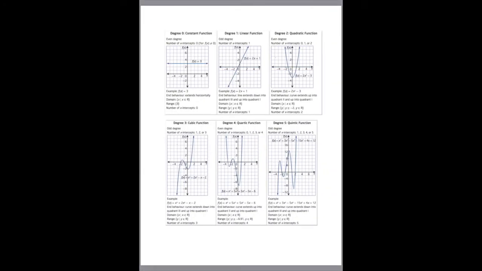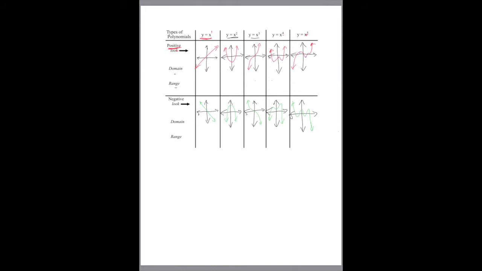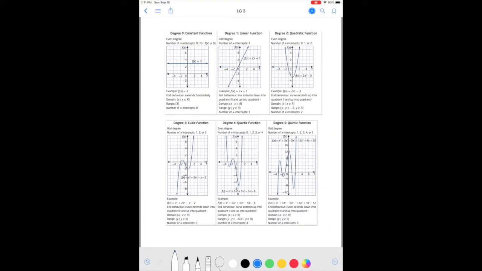Now we can look at the different characteristics. So we have the constant. The constant one is just a line that goes straight across. All right? And that's like a horizontal line. So if we wanted to look at the number of intercepts, it's going to be 0.